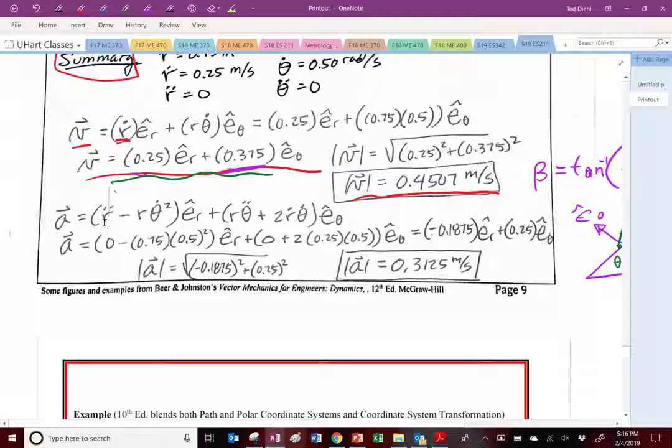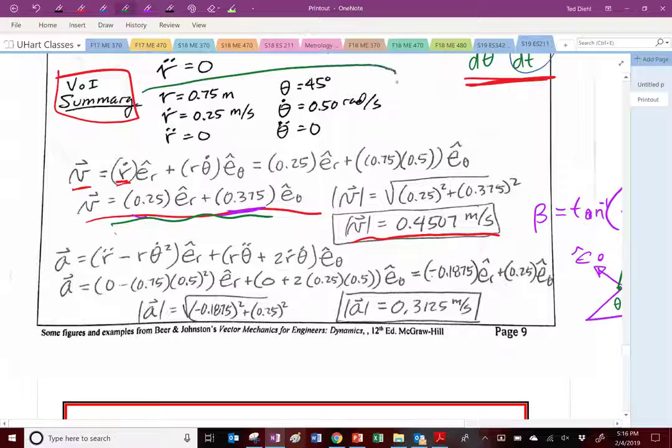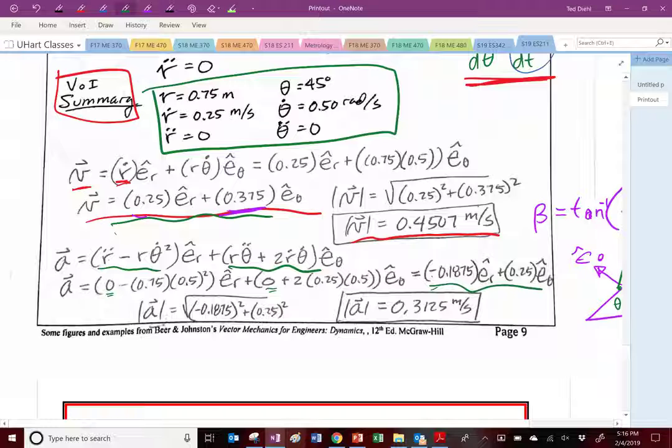Now, the second part of this is to find the acceleration. Once again, from our variables of interest, which we've summarized right here, we could just go ahead and populate this equation. Several of the things are going to be 0 in this case. r double dot is 0, and theta double dot ends up being 0. But there's still other terms in here, so we end up with an acceleration. The question did ask for the magnitude, so we're able to find what that is.